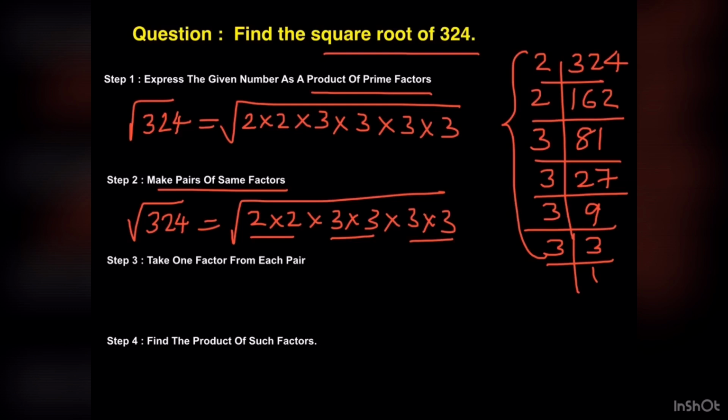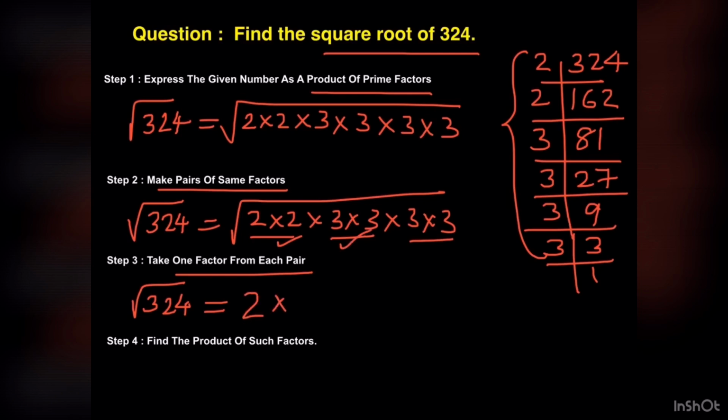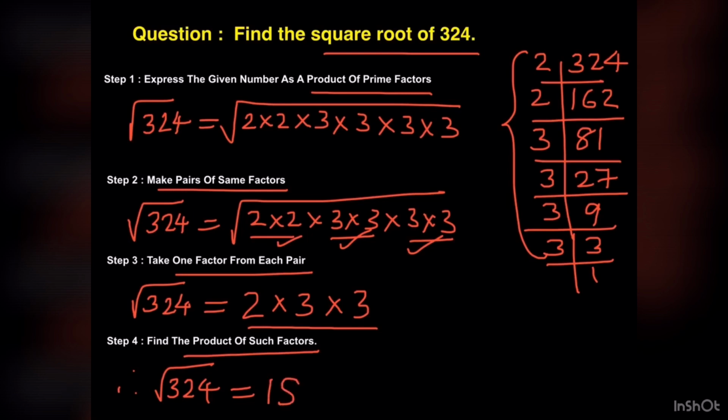Step 3. Take one factor from each pair. So in this step we are going to write square root of 324, which is equal to, from each pair we are going to take one factor out. 2 from this pair we will take one factor out, and from this pair we can take one factor out. Now fourth step is find the product of such factors. So therefore square root of 324 is equal to 2 times 3 times 3, which is 18. Therefore square root of 324 is equal to 18.